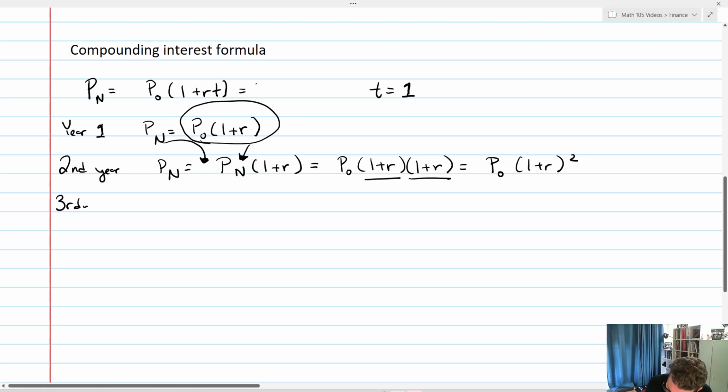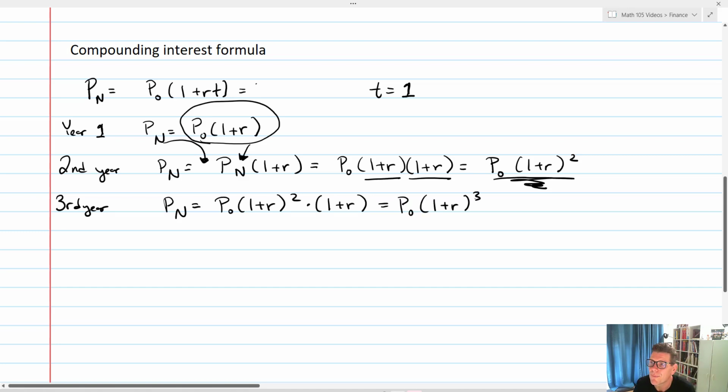In the third year, Pn is going to equal, and so now this is the new amount of money that I have, P naught times 1 plus R squared, and we'll multiply that by 1 plus R. So we get now P naught times 1 plus R cubed. Well, that's kind of cool. Now notice, this is 1 plus R to the 1 power. This is 1 plus R squared, and this is 1 plus R cubed. The cubed comes in the third year, the squared comes in the second year, and the 1 power comes in year 1. So what we can see is that we have a pattern here.